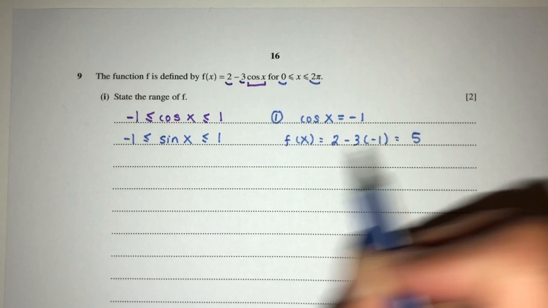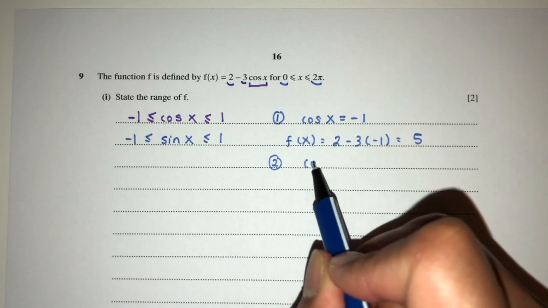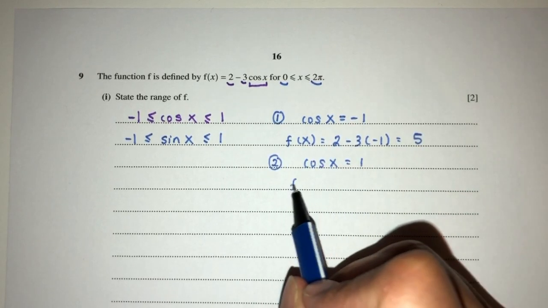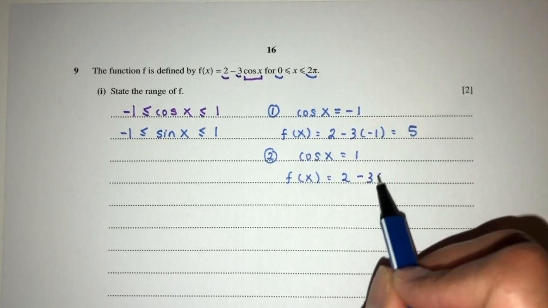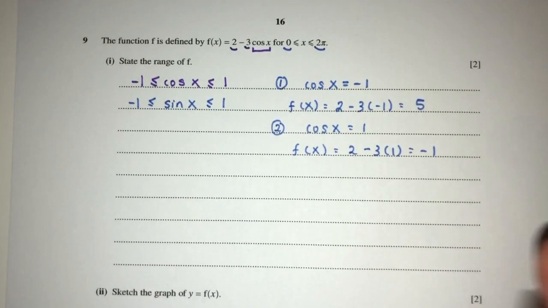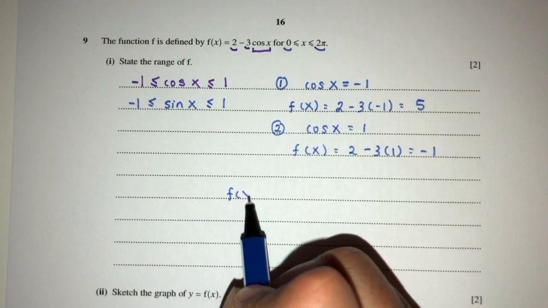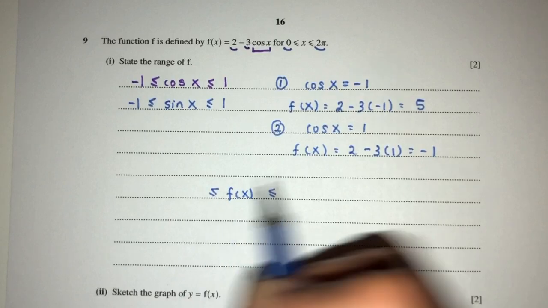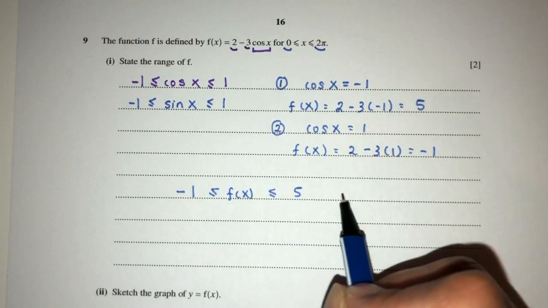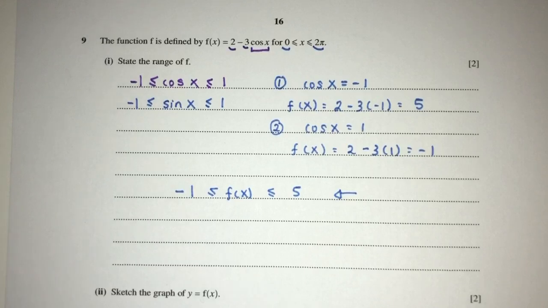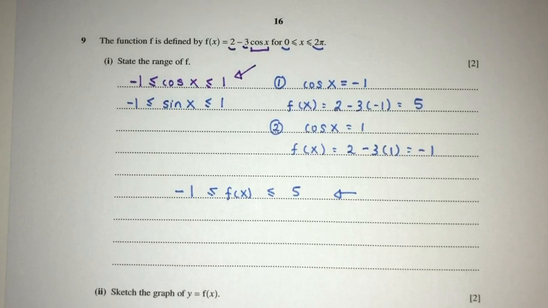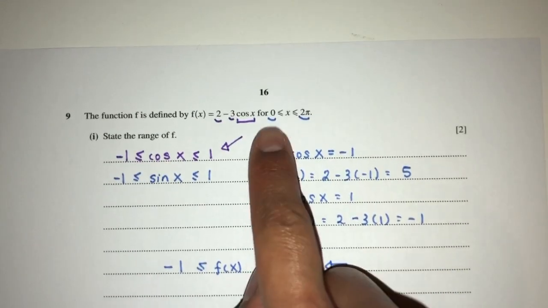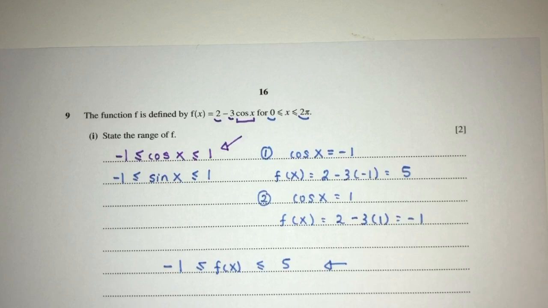That should be 5. Now, case number 2, cos of x will be the value of 1. f of x will be 2 minus 3 times 1. That should be -1. So as you can see, this translates to f of x being between the values of -1 and 5. So that is your answer for part 1. Everything comes from understanding this, but if you don't know this, no big deal. You can always substitute values into the function and see what values you get for f of x.